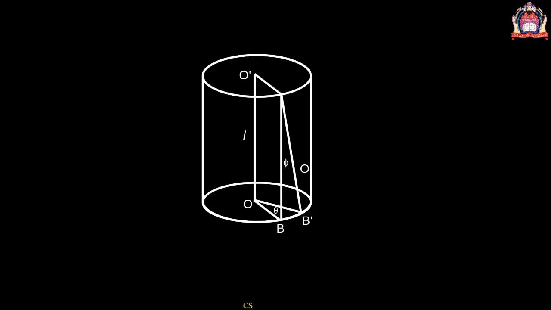Let us consider a solid cylinder or a wire of length L and radius of cross section R, clamped at one end and twisted at the other. By applying a couple through an angle theta about its axis, due to elasticity of the material of the cylinder, a restoring couple is set up in it, equal and opposite to the twisting couple.